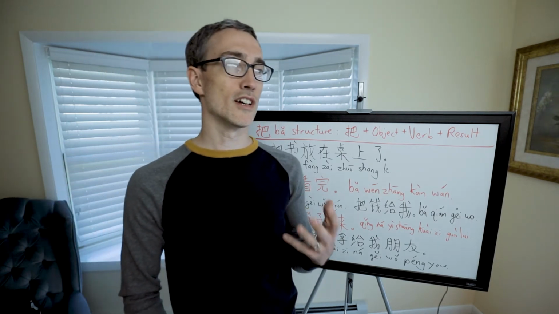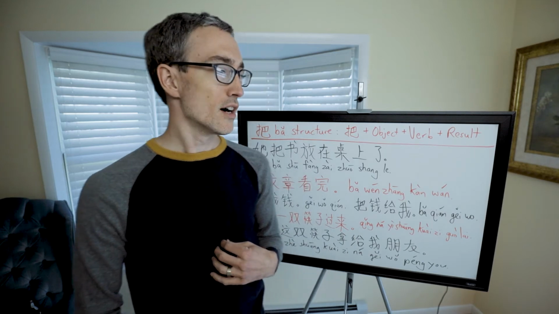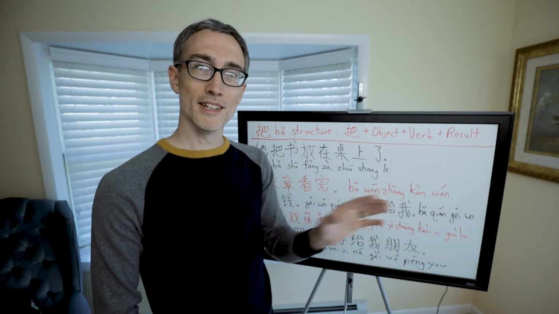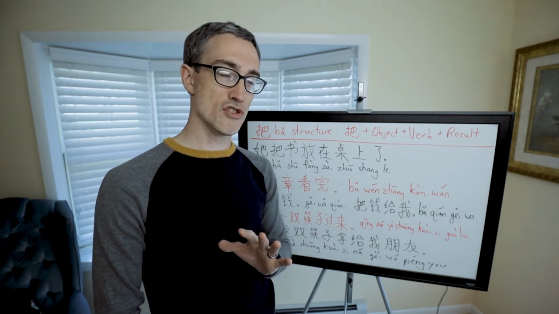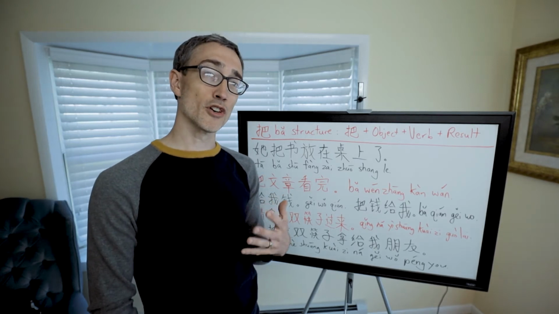Let me give a couple more notes on the basic structure. As I mentioned, something must come after the verb. In every case, I know of no exceptions. There's always something that comes after the verb in the ba structure.